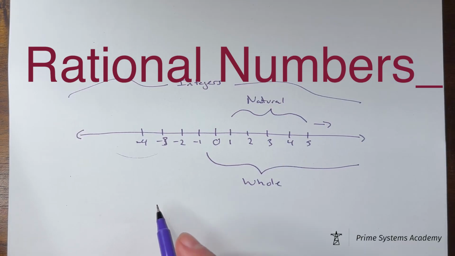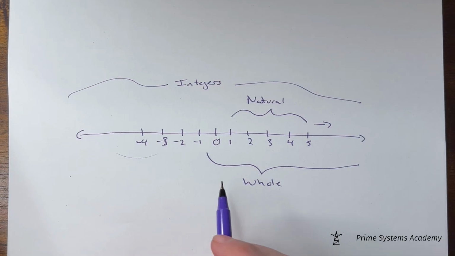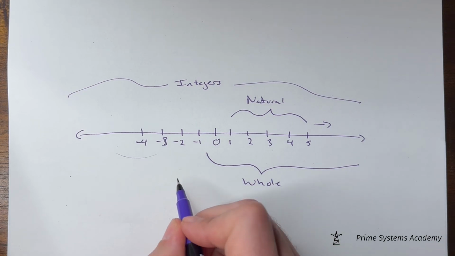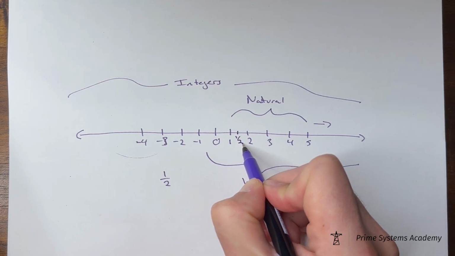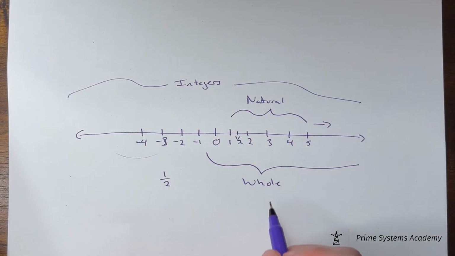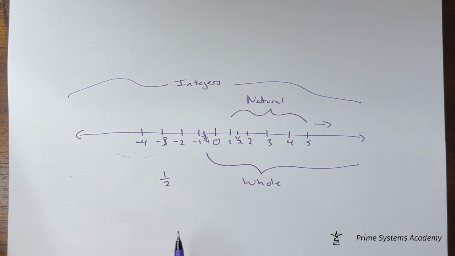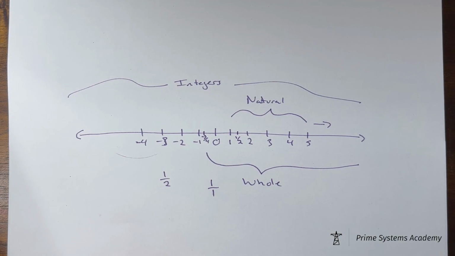So now let's talk about rational numbers. Rational numbers are going to be everything that you see on this so far, plus they're also numbers that can be written as fractions. So 1/2, which would be right here, right? This would be 1/2. And -3/4, right? So -3/4 is going to be here. So those are going to be your rational numbers. Now, the 1 can also be a rational number because that can be written as 1/1. So it could also be written as a fraction.